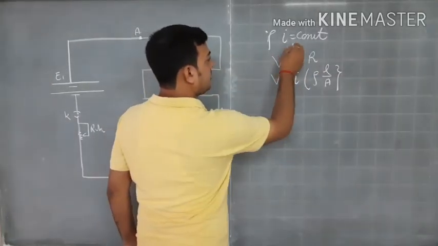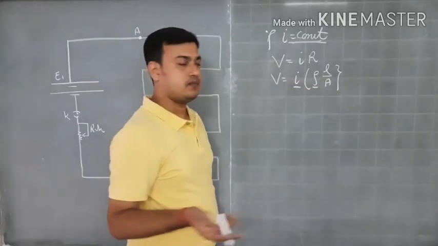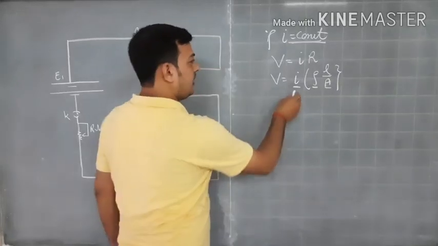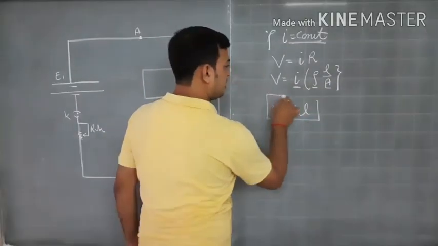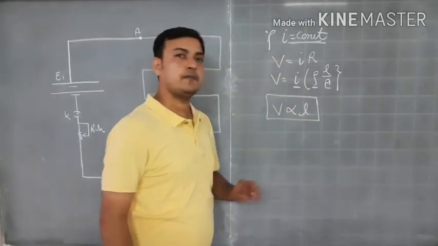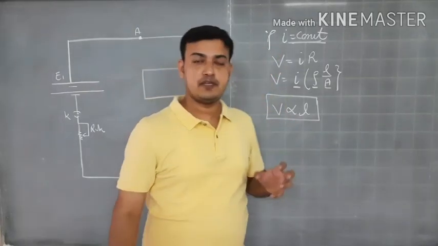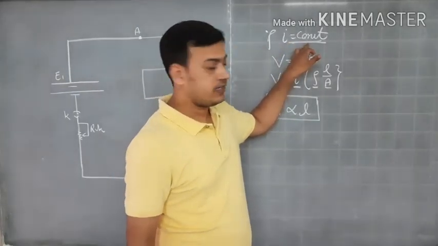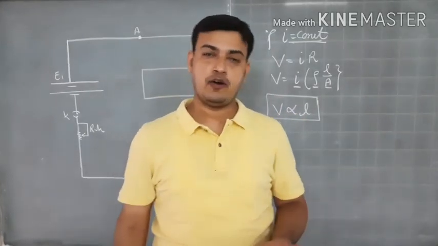Now if your I is constant, then resistivity will not change, area of cross section will remain constant, and if these parameters are constant, we can write that potential drop is directly proportional to the length of the wire. That is the principle of potentiometer: when steady current flows through the wire, then potential drop is directly proportional to the length of the wire.